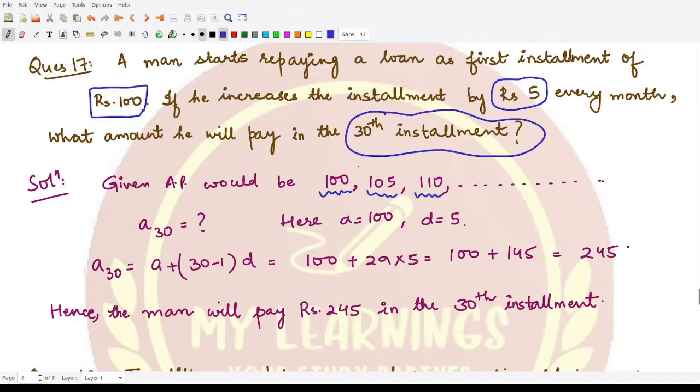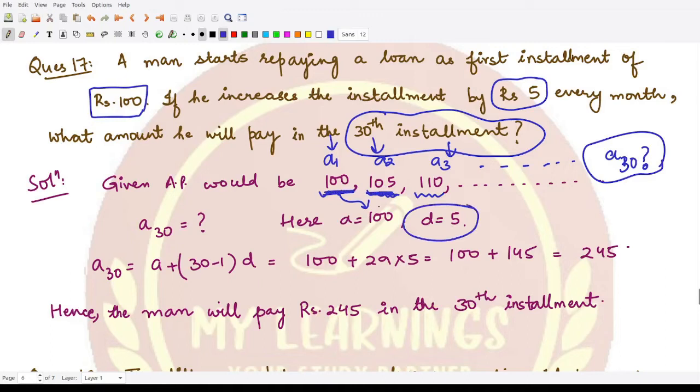So this is our first term A1, this is A2, this is A3. That means this is the first installment, this is the second installment, this is the third installment. They are asking what amount he needs to pay in the 30th installment, so we need to calculate A30. The first term is given to us, which is 100. The common difference is obtained by subtracting any two consecutive terms, so it is 5, because 5 is the increment he makes each time in the new installment.